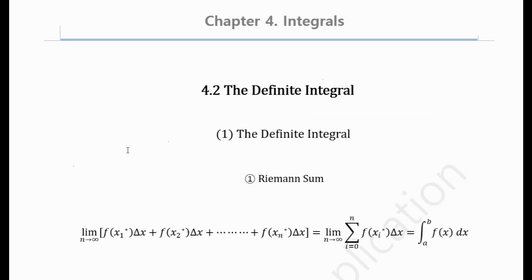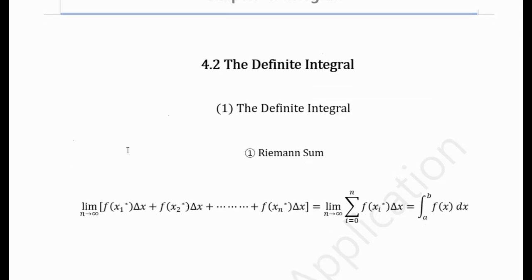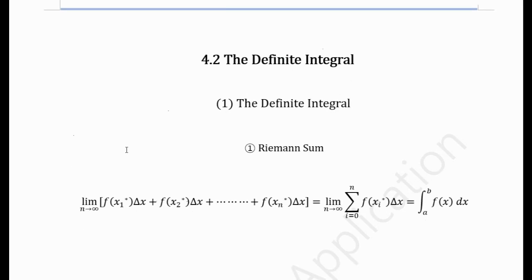Today, I'm talking about the definite integral. The definite integral can be expressed by the area between the curve f(x) and the x-axis, which we already discussed in the previous section. I will explain again.